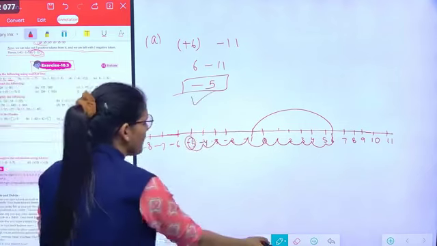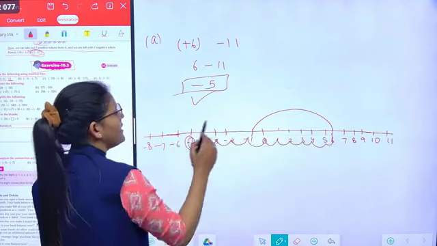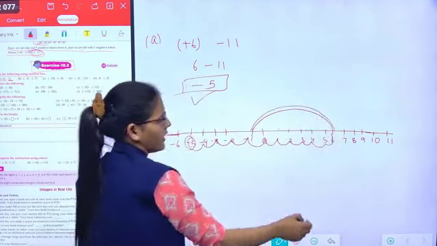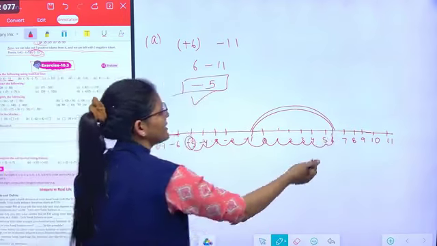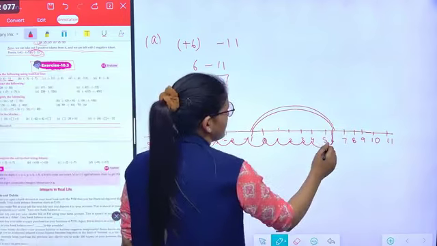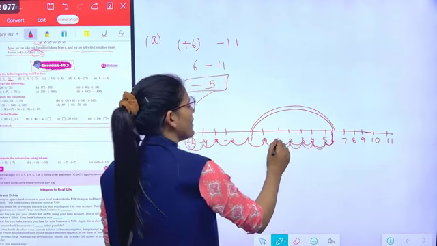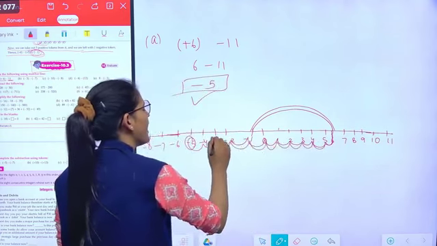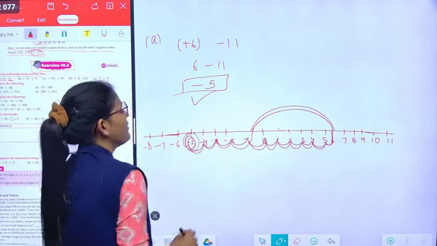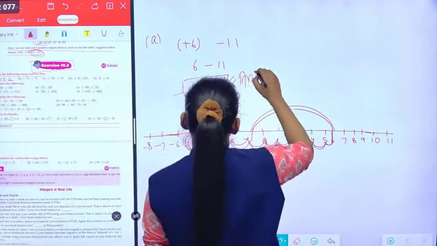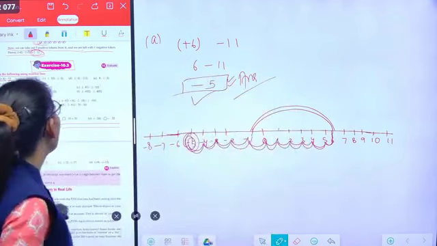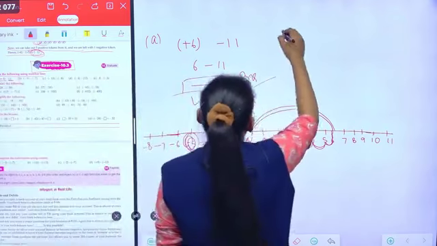Understand class? What did we do first, class? We went directly from here to 6. Then we took 11 steps back, in which direction? Minus: 1, 2, 3, 4, 5, 6, 7, 8, 9, 10, 11. That is, our minus 5 is the right answer. Understand class? Now class, you can also see the V part here. You can see here.